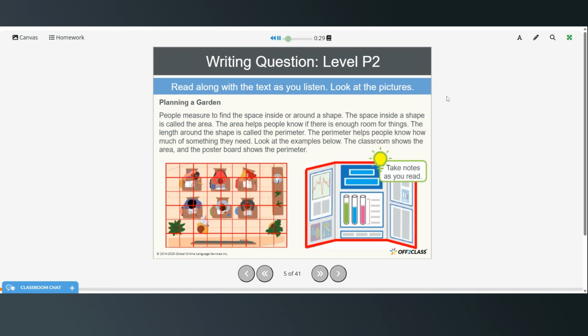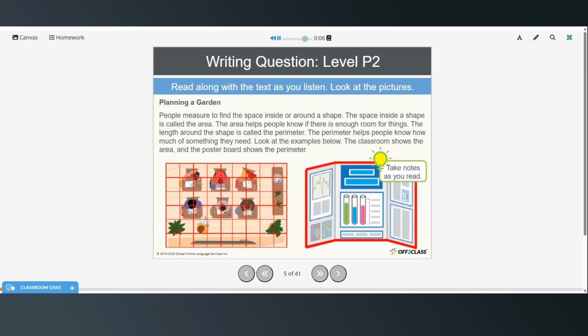Planning a garden. People measure to find the space inside or around a shape. The space inside a shape is called the area. The area helps people know if there is enough room for things. The length around the shape is called the perimeter. The perimeter helps people know how much of something they need.